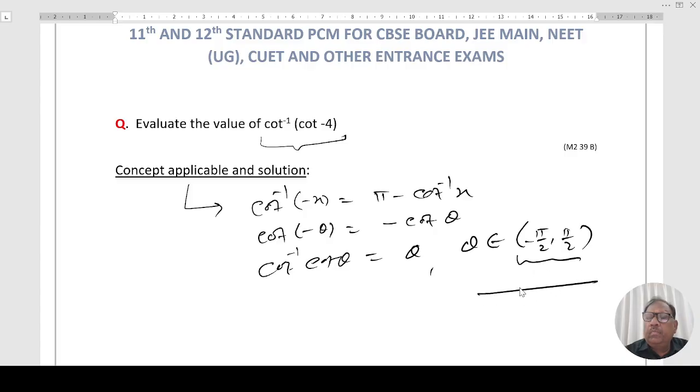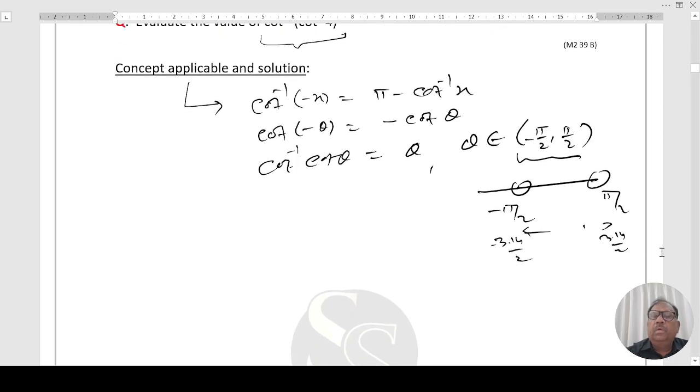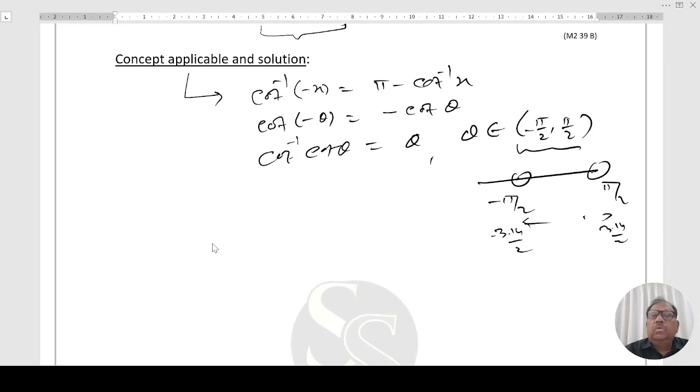This means minus pi by 2, this is pi by 2 in between. Pi is 3.14, 3.14 divided by 2. Right? Now, question, let's start.